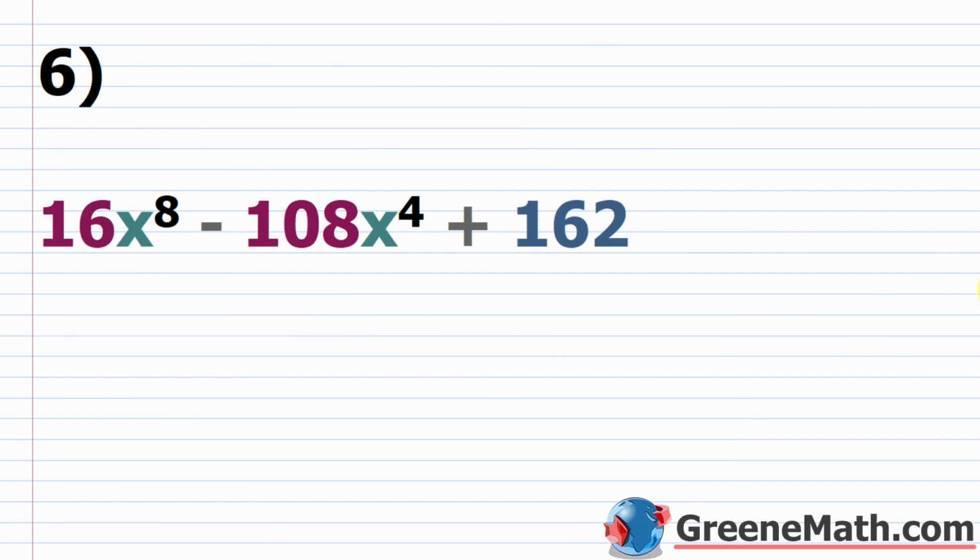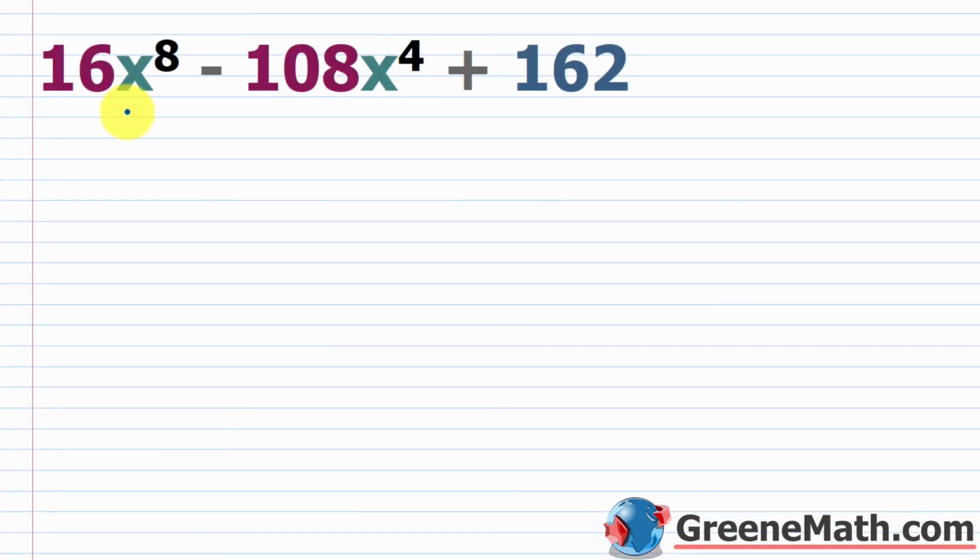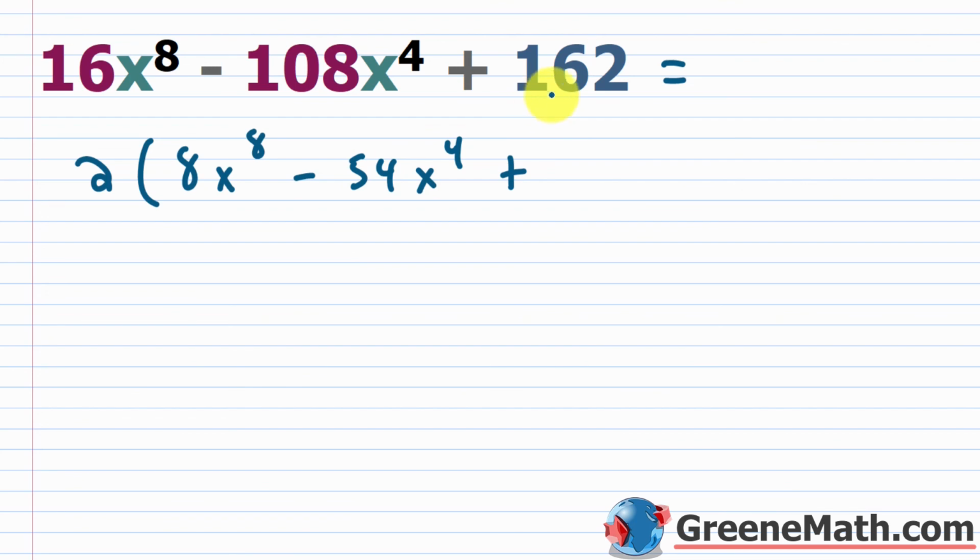All right, let's look at problem number 6. So we're going to have 16x to the 8th power minus 108x to the 4th power plus 162. So it looks like I can only pull out a 2. So let's go ahead and say this is 8x to the 8th power minus 108 divided by 2 is 54. So then x to the 4th power, and then plus 162 divided by 2 is 81.